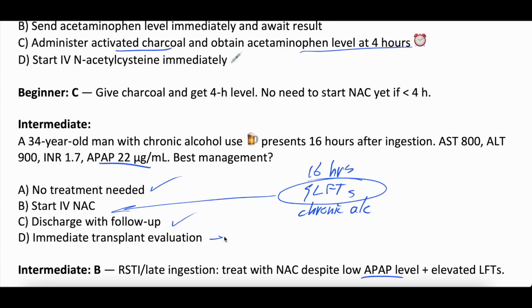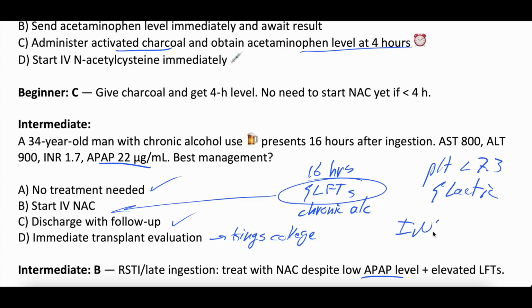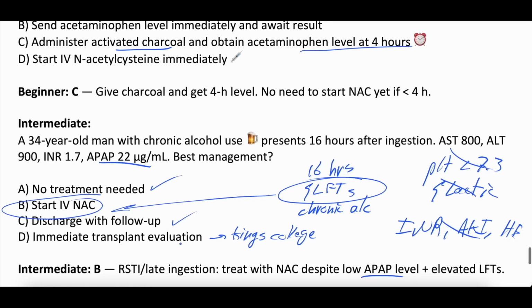And the immediate transplant evaluation, we tend to use those King's College criteria. We don't have all the data in this question stem, but this would be a pH of less than 7.3, right? This would be an increased lactic acid, or an INR that's high, acute kidney injury, and hepatic encephalopathy. So he doesn't quite meet any of these, so he doesn't need an immediate transplant evaluation, but you should be starting N-acetylcysteine.